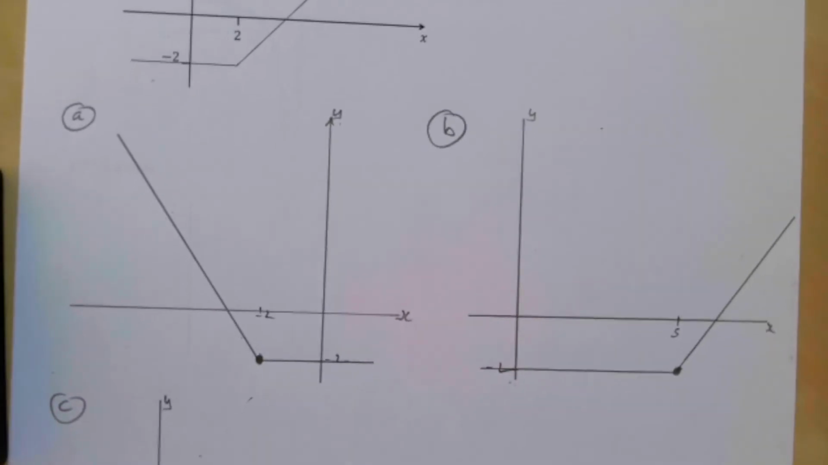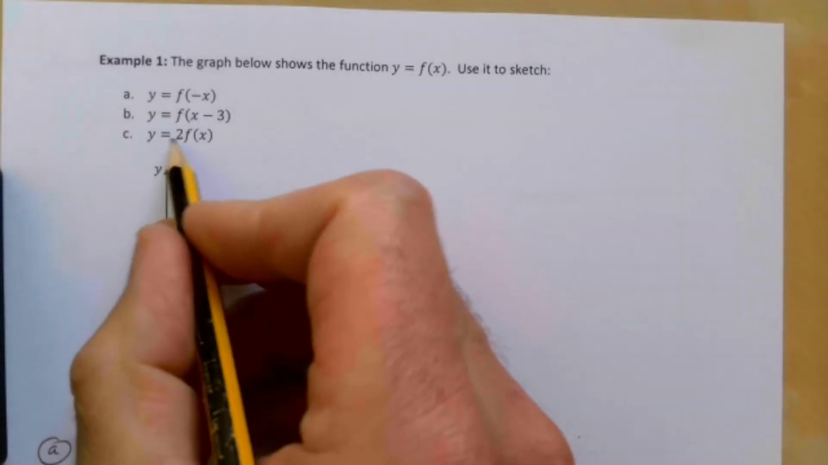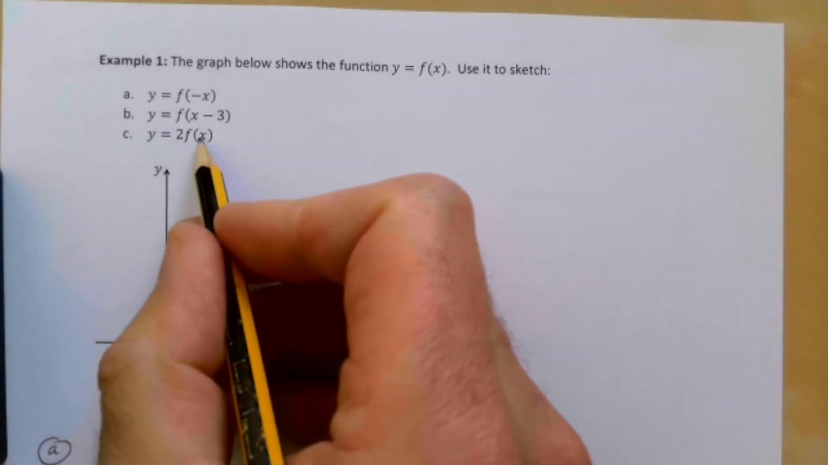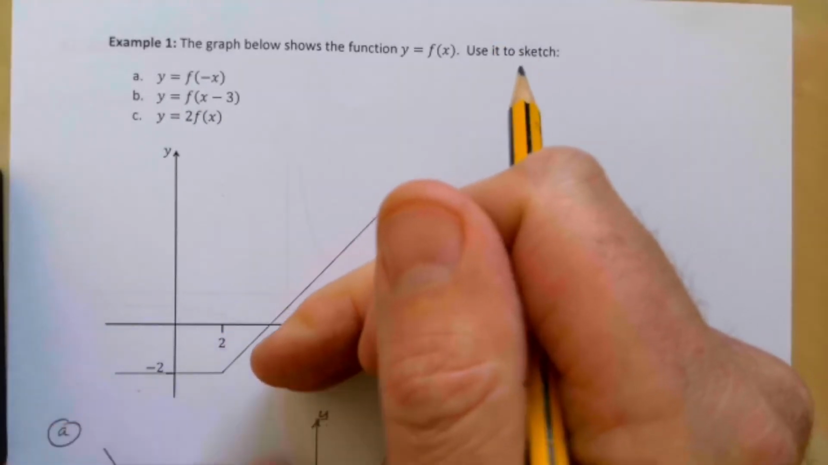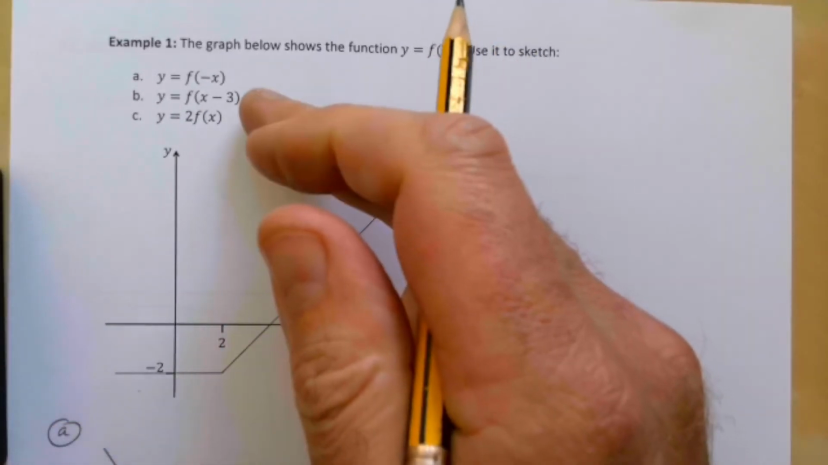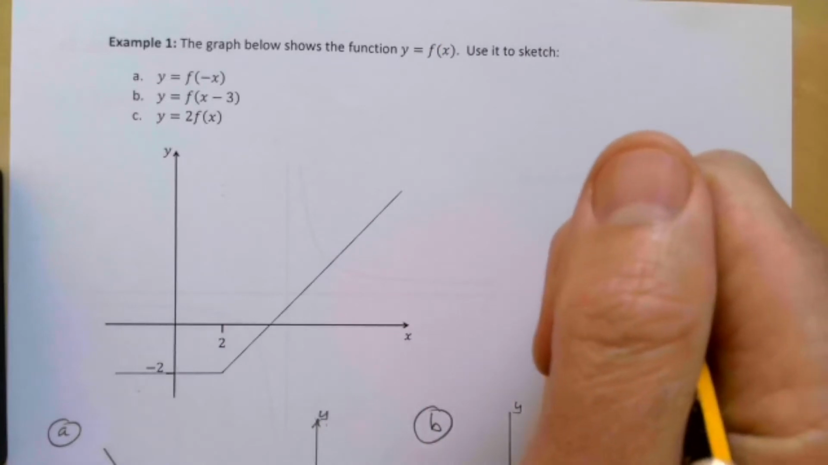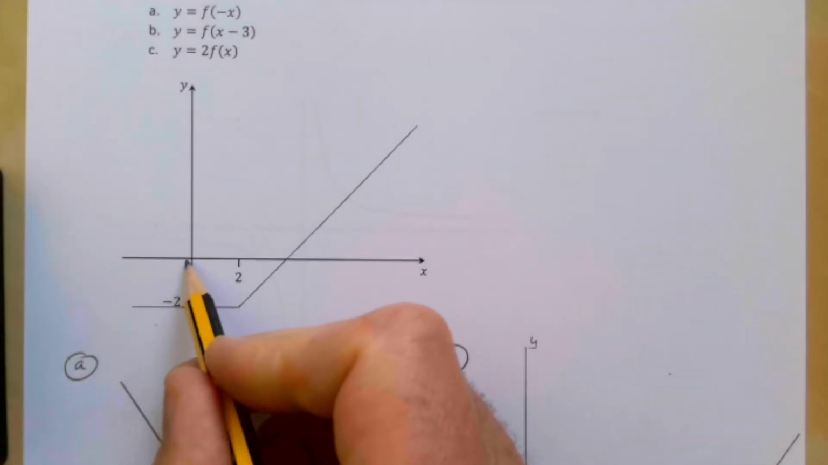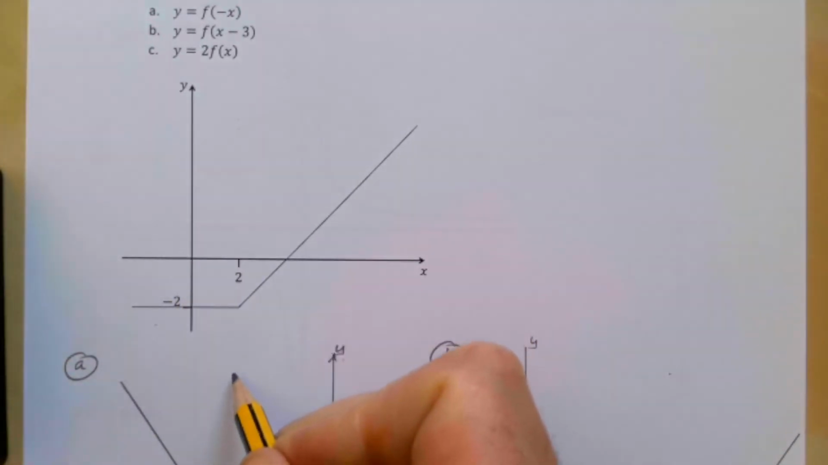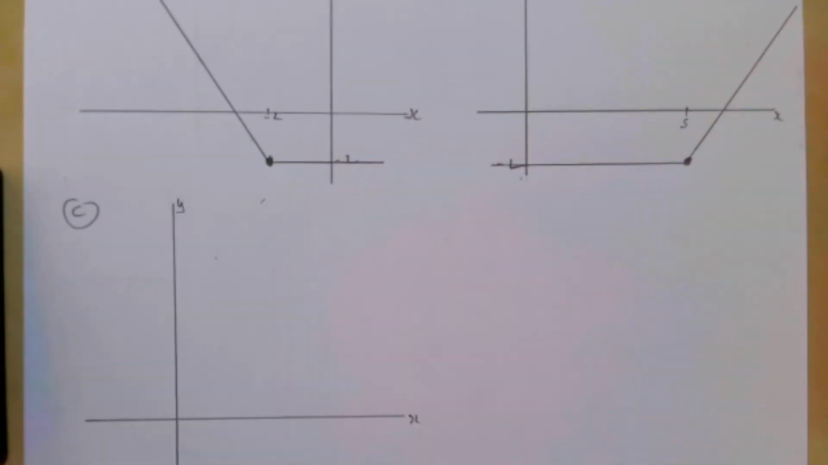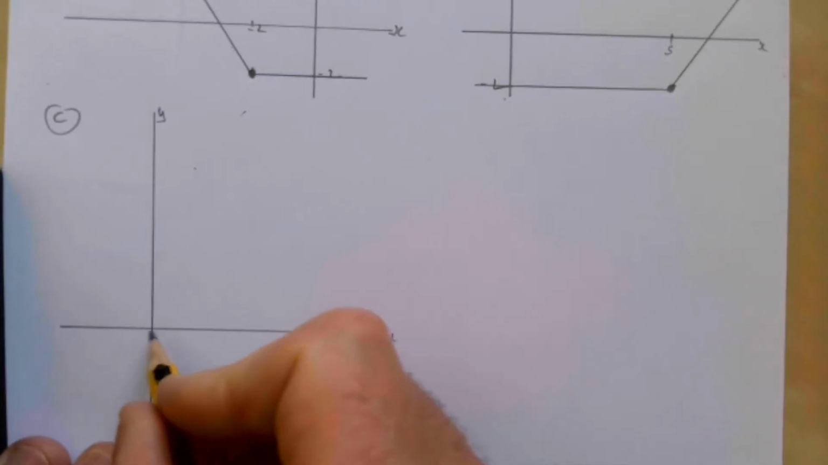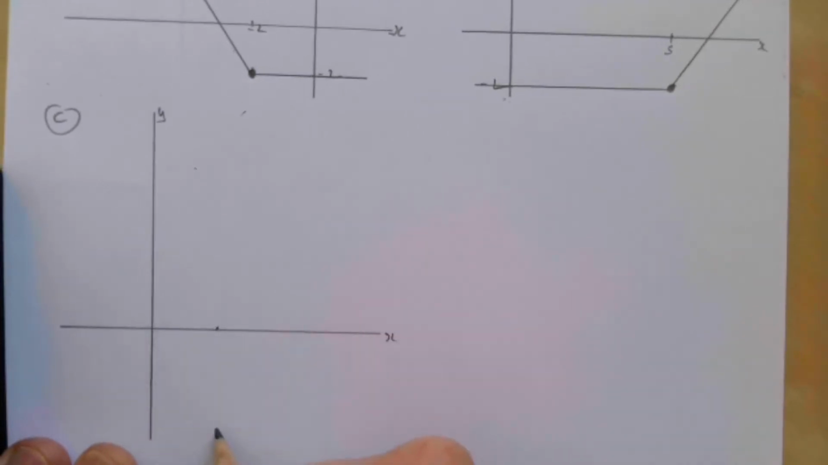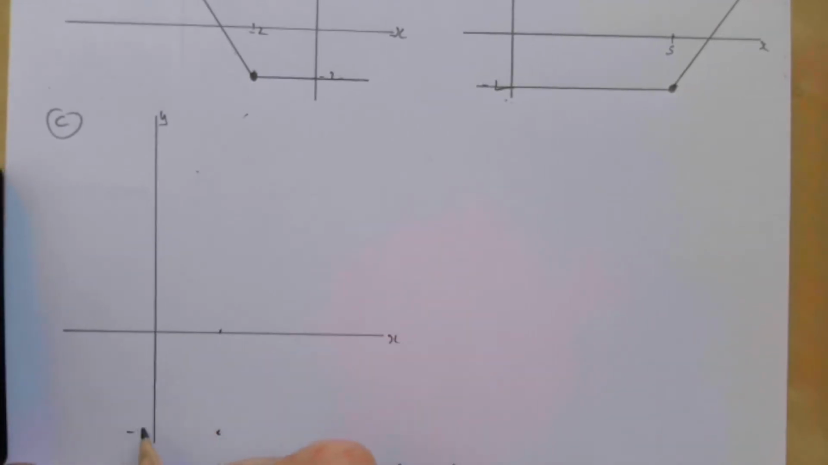And the final one is y equals 2 f of x. So that's a stretch. Everything gets twice as far away as it was to the x-axis. So this now is going to become the point 2, minus 4, and everything just looks a bit more stretched this way. So down in my bottom graph here, it's going to be 2, minus 4.